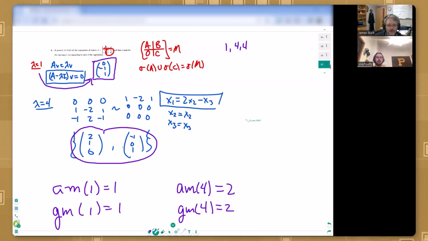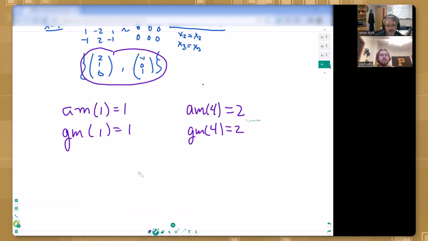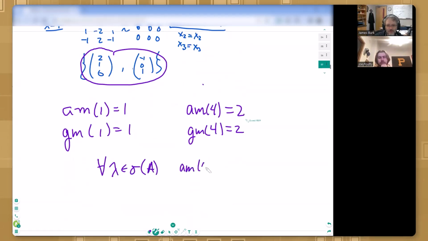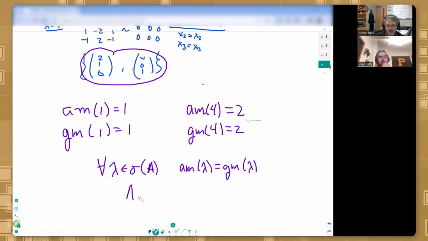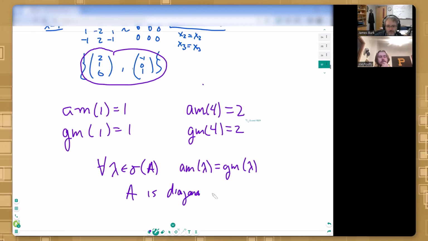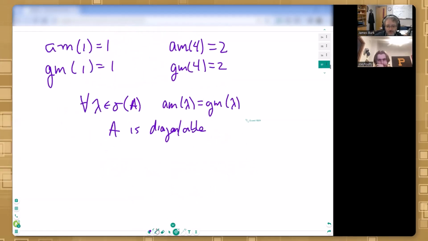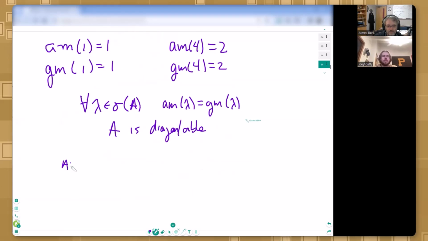A matrix is going to be diagonalizable, provided that the algebraic multiplicity equals the geometric multiplicity for every single eigenvalue out there. So for any eigenvalue that you find within the spectrum, not just some of the times, but for all the times, if these two things are the same, A is diagonalizable. That means I can put this into a similarity transformation where it is entirely possible to state that.